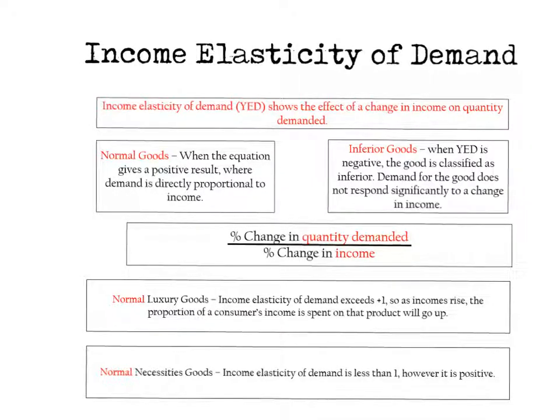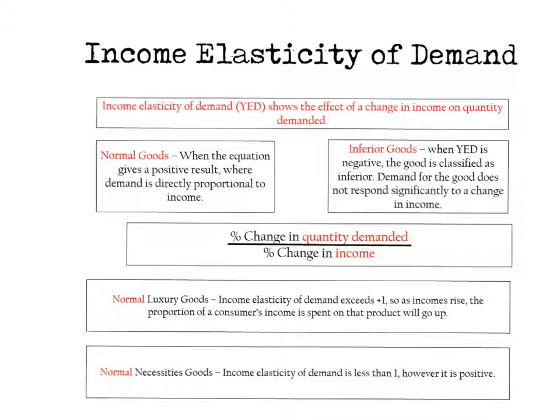This video is based on microeconomics and it's looking at income elasticity of demand. So income elasticity of demand shows the effect of a change in income on quantity demanded. And what it'll do is it'll categorize products based on that responsiveness.